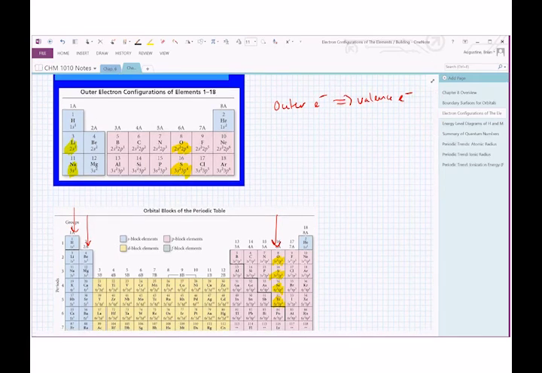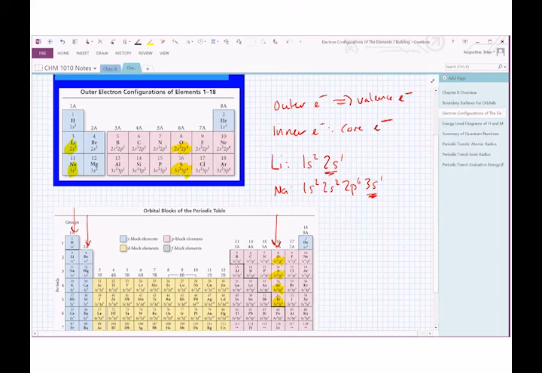So the outer electrons are called the valence electrons. The inner electrons are called core electrons. You notice the way this figure is from your book, they don't include all the electrons. They're only including the valence electrons. So there's a shorthand way of writing the electron configuration. Let's take lithium. We could write it this way, 1s2, 2s1. And for sodium, we could write 1s2, 2s2, 2p6, 3s1. You notice that figure only has the valence electrons.